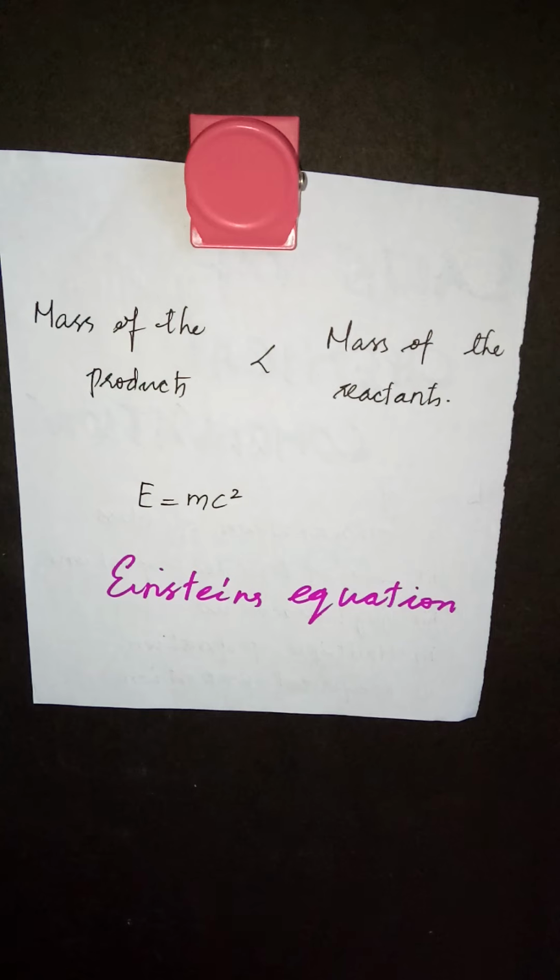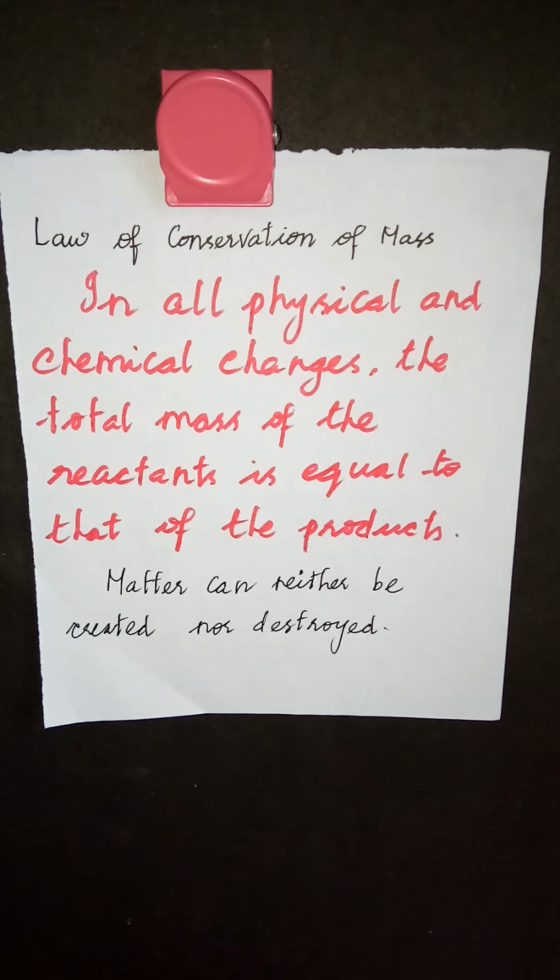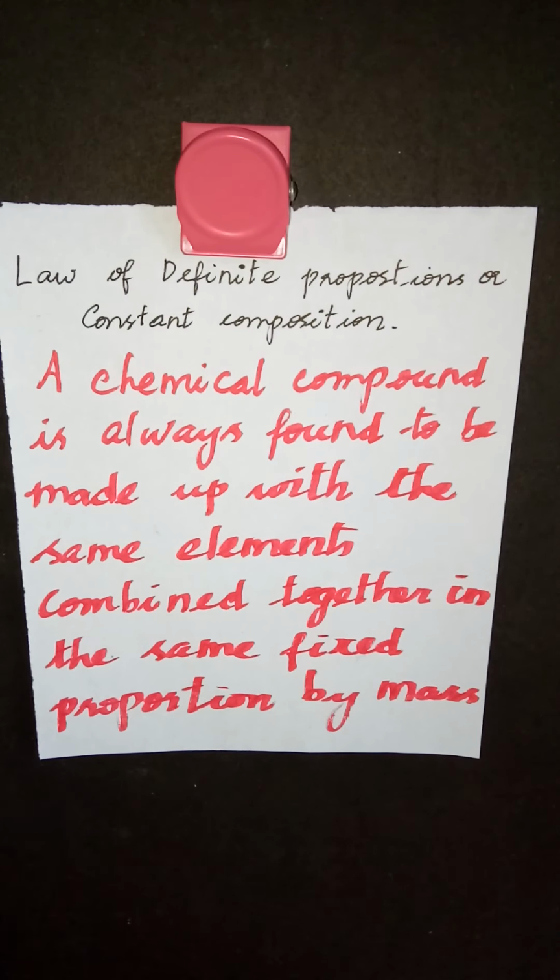It states that mass and energy are interconvertible, but the total sum of the mass and energy during any physical or chemical change remains constant. So this is the modified law of conservation of mass and energy. This law of conservation of mass was proposed by a French chemist, Lavoisier, in 1774. Now we'll move on to the next law, the law of definite proportions or constant composition.